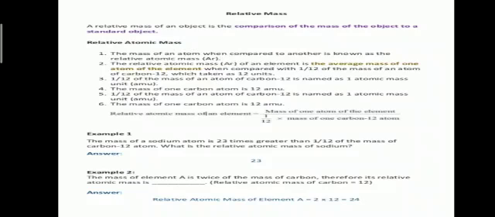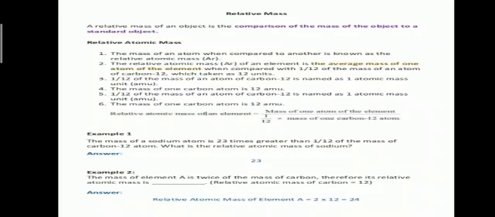Here is the detail about relative atomic mass. The mass of an atom when compared to another is known as the relative atomic mass. The relative atomic mass of an element is the average mass of one atom of an element, that is carbon, the mass of carbon, which is 12, when compared with 1/12 of the mass of an atom of carbon 12. We are taking the mass of one atom of an element by 1/12 of the mass of one carbon 12 atom. 1 by 12 of the mass of an atom of carbon 12 is named as 1 atomic mass unit.